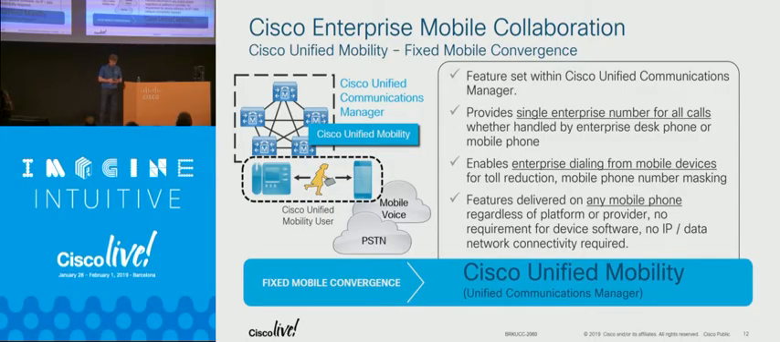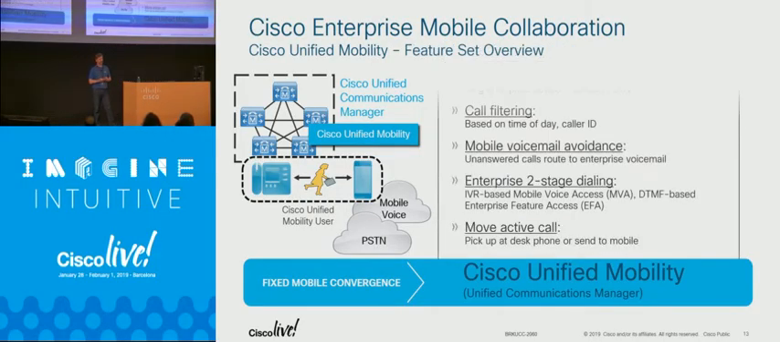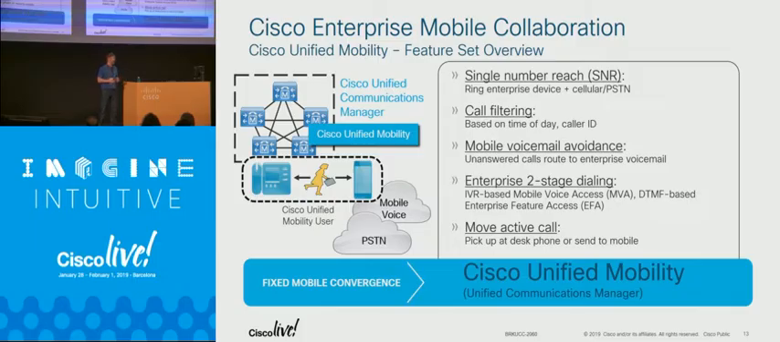All right. So that's unified mobility. What about the feature set itself? So a number of things come into play here in terms of that feature set. Single number reach is the one most people are familiar with. Again, your enterprise number is your single number. Whenever a call comes into that enterprise number, we're going to ring not only the enterprise device, the desk phone, for example, but we'll also fork that call out and ring out to the PSTN to ring that mobile device or other device. Right? And then the user can answer on either device, and then they can have their call.